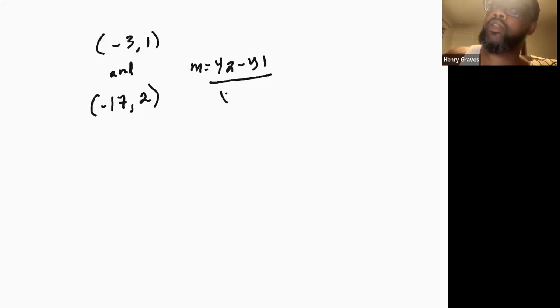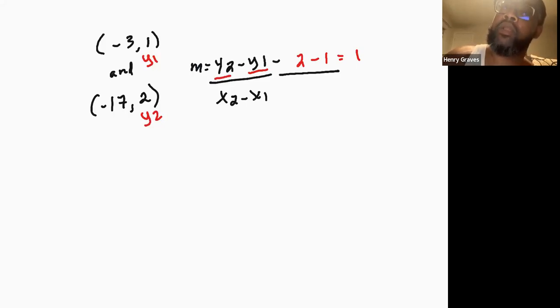Here's all my y numbers right here. I'm going to make sure I note that. The y's are in red, so this is y1 and y2. I wrote them in that order. So I'm going to have 2 minus 1, which is 1. Hope no one has any questions at that point. Then I'm going to do the x numbers. So this is going to be x1, x2. Make sure I denote that with my colors. So it's going to be -17 minus -3.